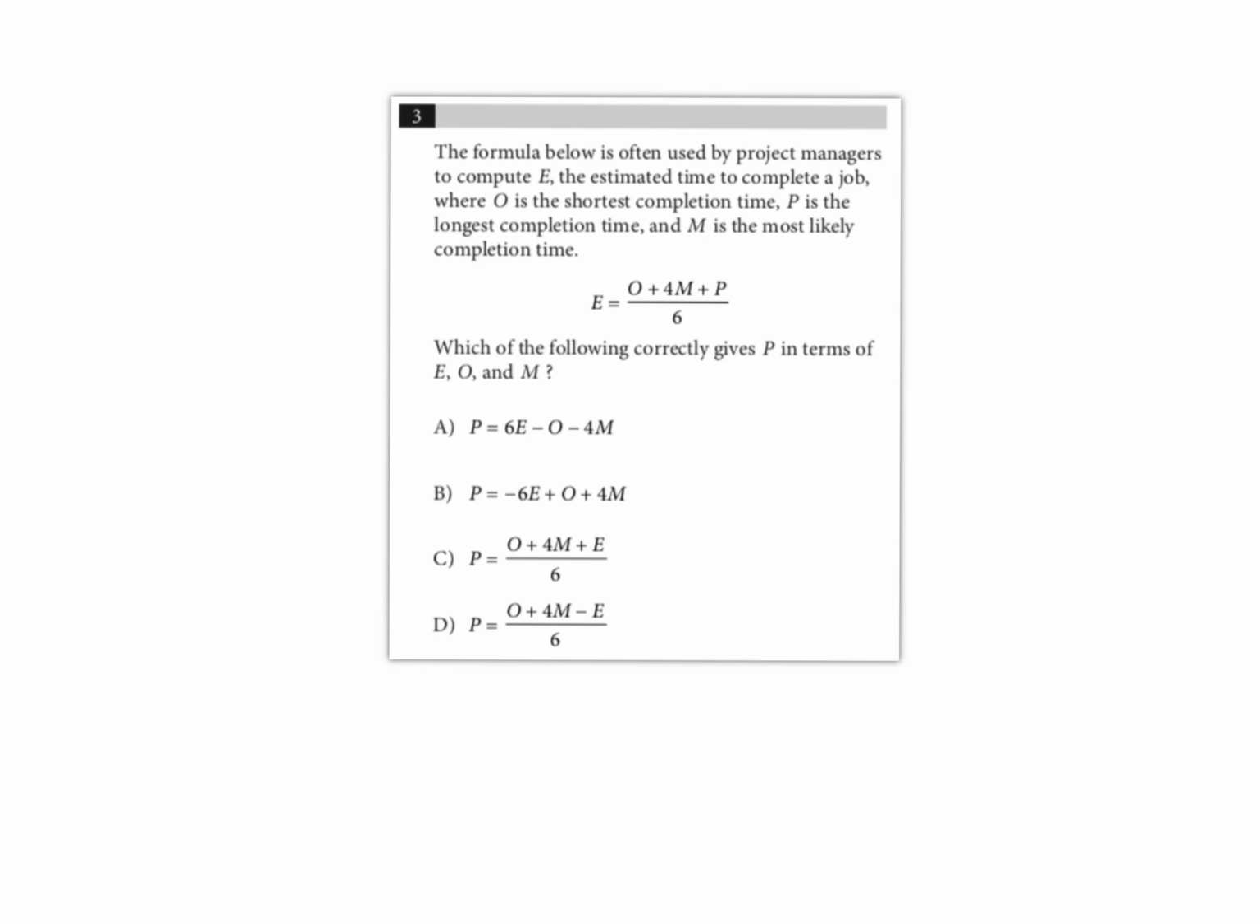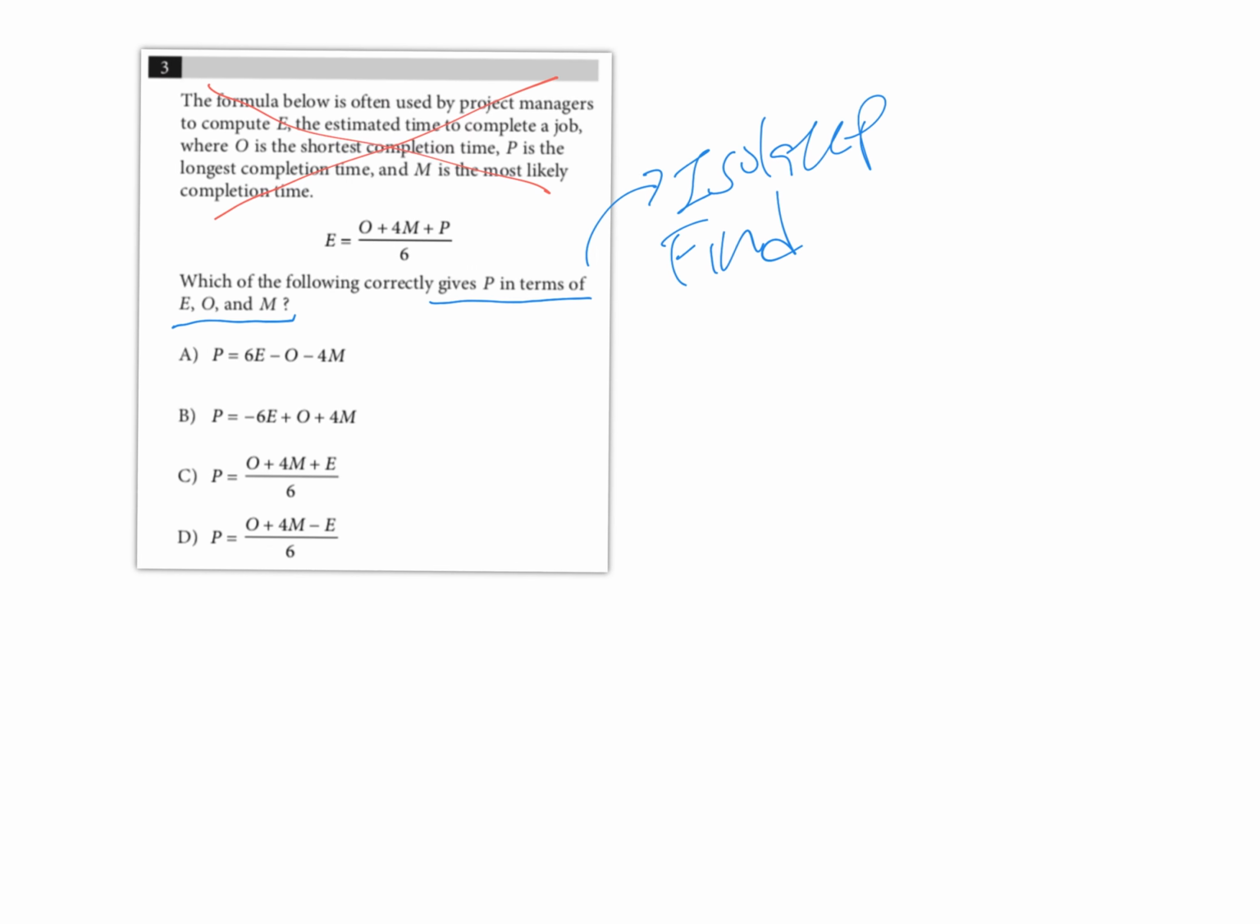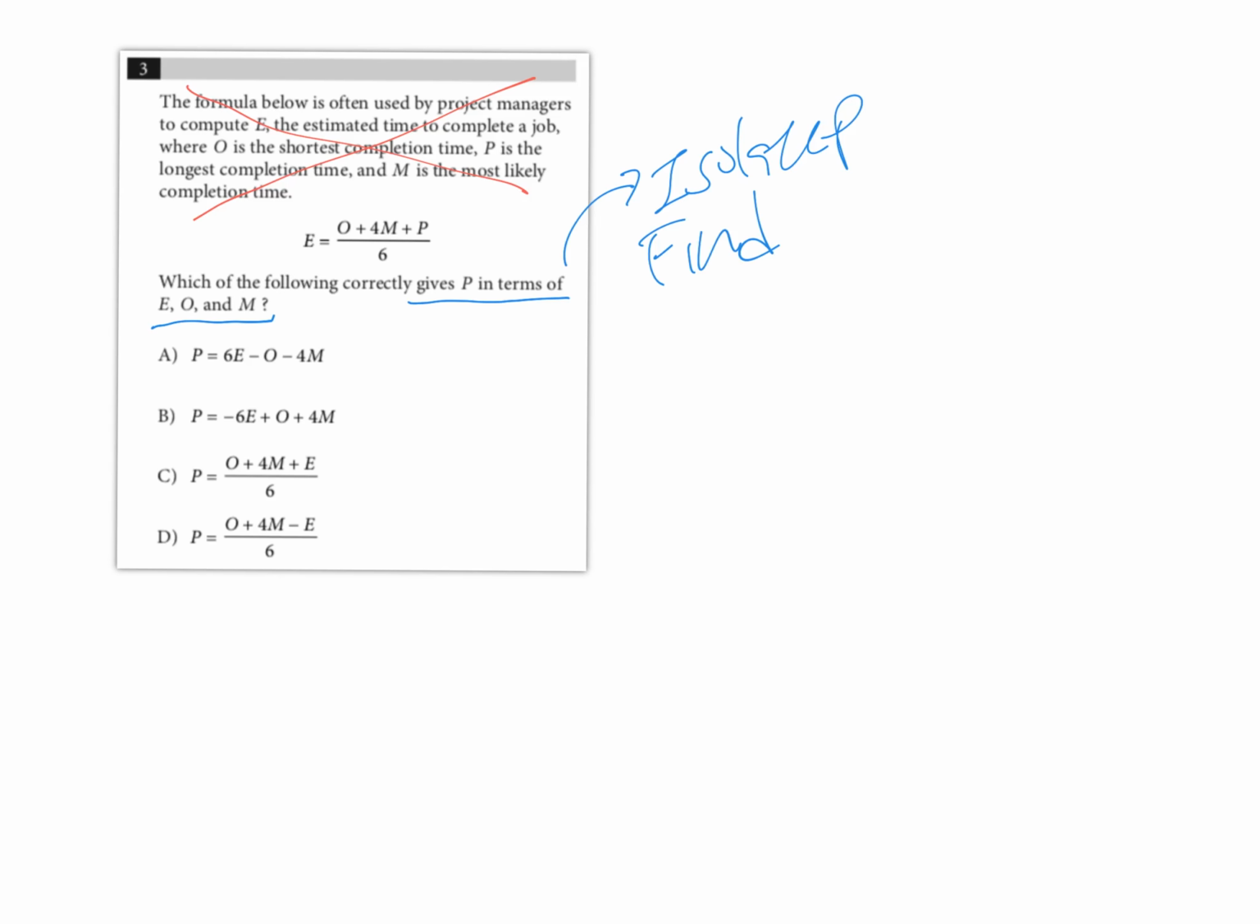Looking at this, I would strongly encourage you to always identify what problem it's asking you to solve for. If you read it again, you should be able to identify the fact that it's asking you to give P in terms of E, O, and M. Well, what does that mean? That means to isolate P in the formula or to find P. In other words, everything else they gave you beforehand was irrelevant. It was a distraction, a waste of time, it didn't matter. So we can go straight to the solving part.